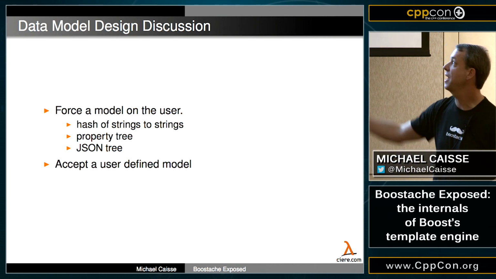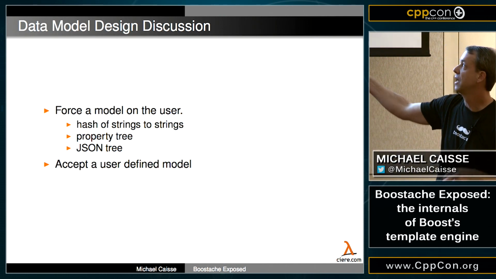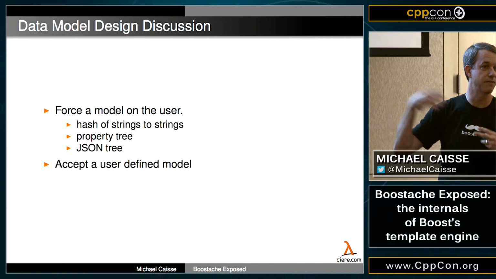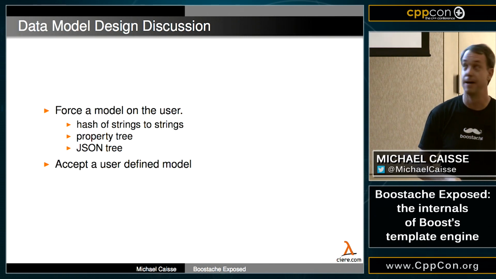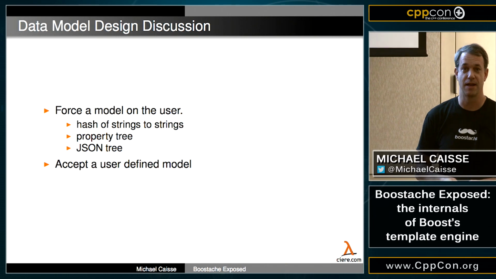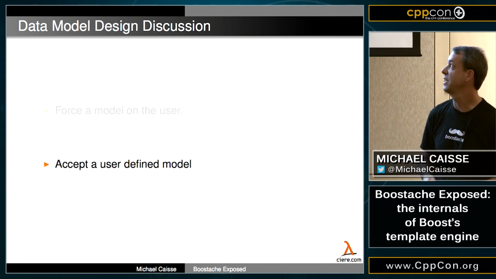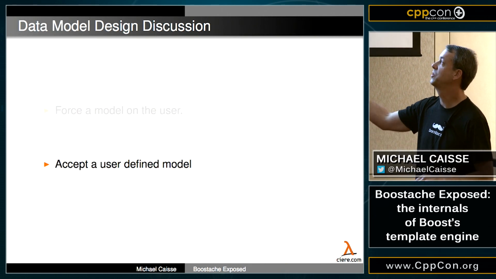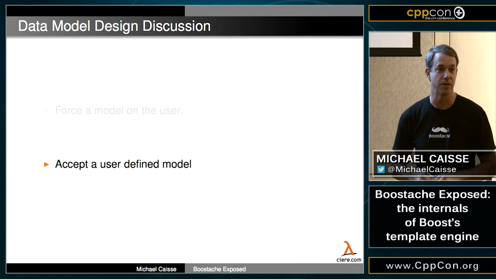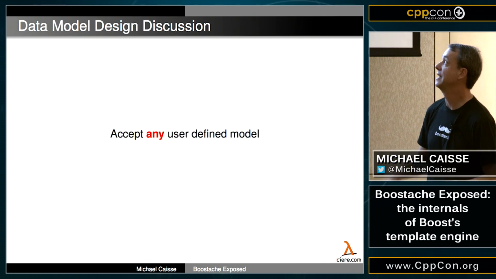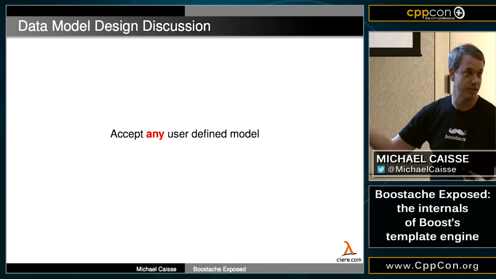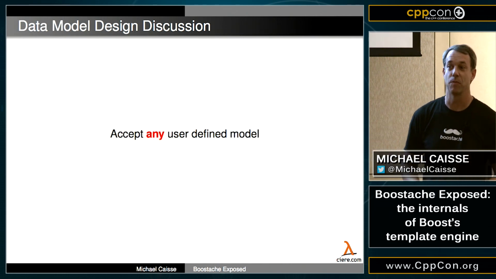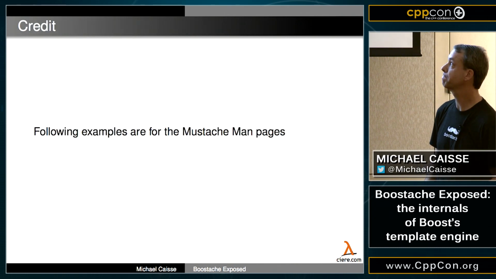Or are we just going to somehow magically accept a user-defined model? Whatever the user gives us, we'll just take and use. And of course, because this is a group dealing with Boost things, we pick this. And we're going to accept any user-defined model that comes in. And we mean any as well as possible. So we're going to see how that mechanism works. That's one of the trickier mechanisms in the system.